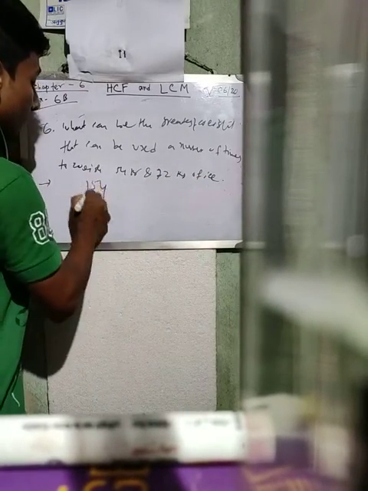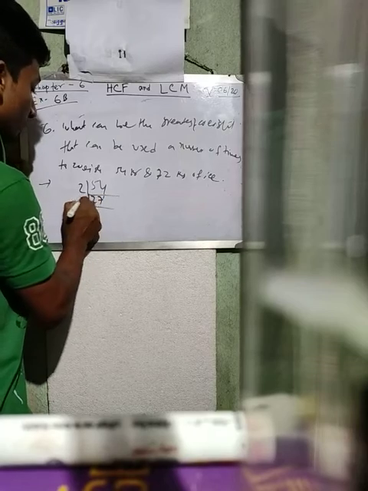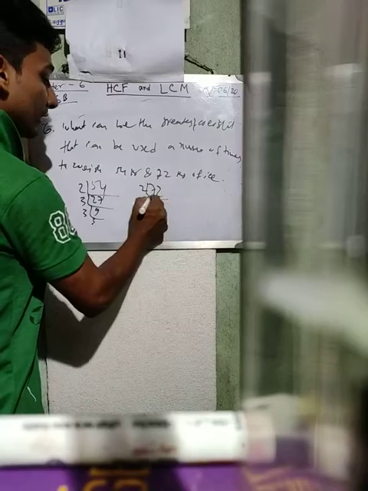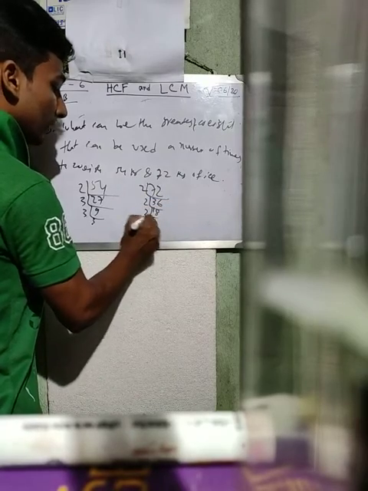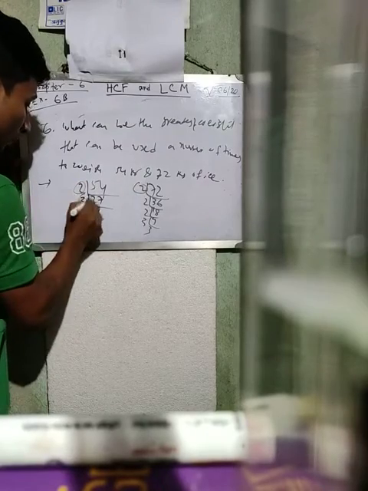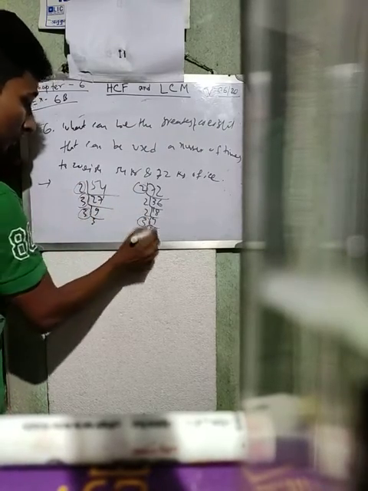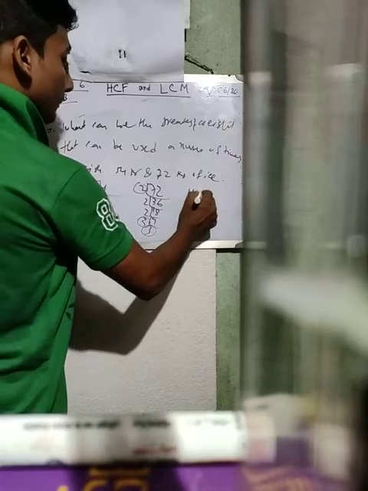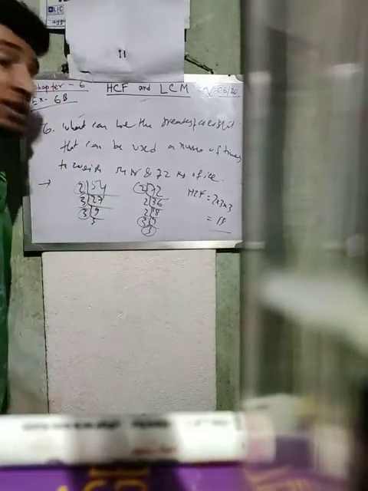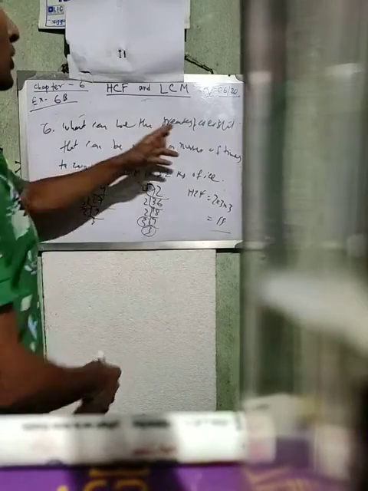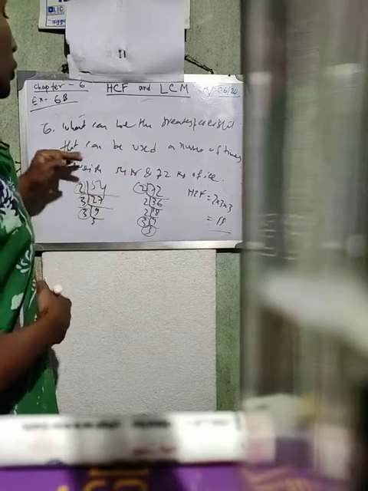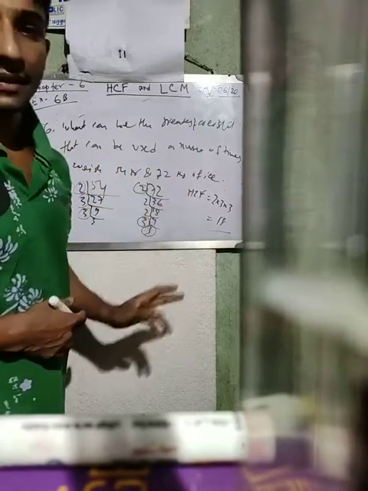So find the HCF of 54 and 72. 54 is 2, 27, 3, 9, 3, 3. And 72 is 2, 36, 2, 18, 2, 9, 3, 3. So what are the common numbers? 2, 3, 3. Okay. So HCF is 2 into 3 into 3 equals 18. So this is our required result. So we can use 18 kilograms to weigh this and this.